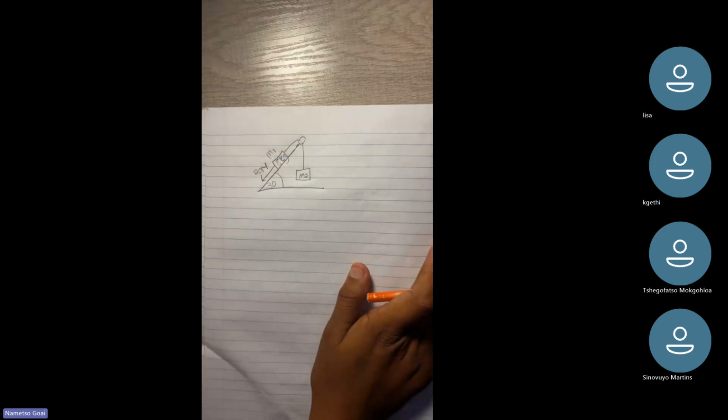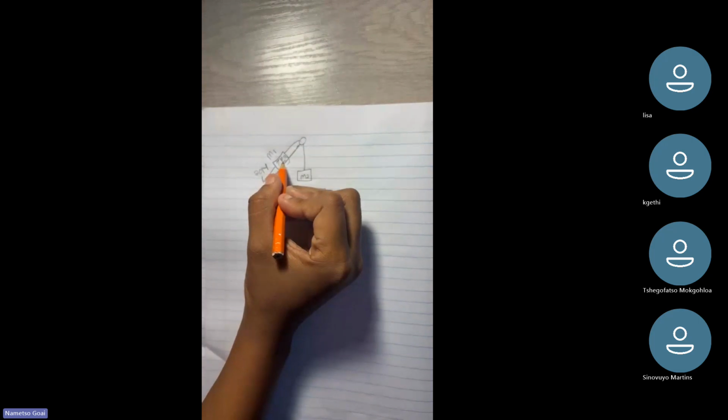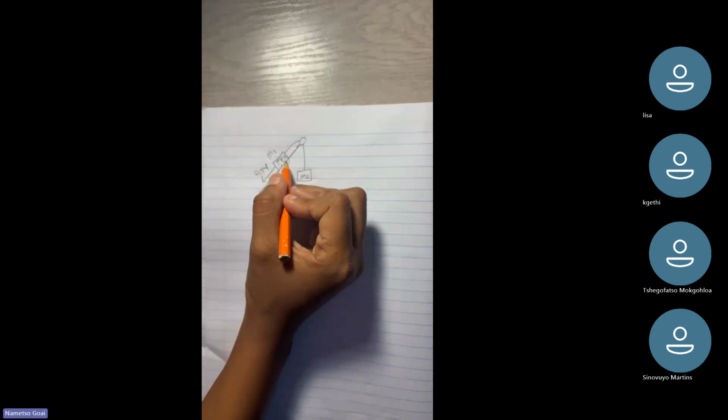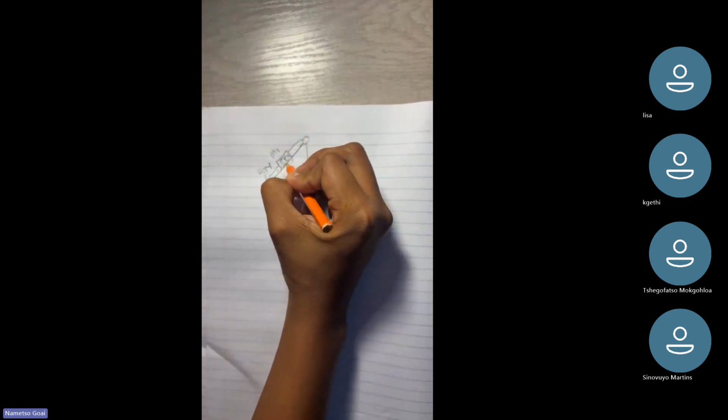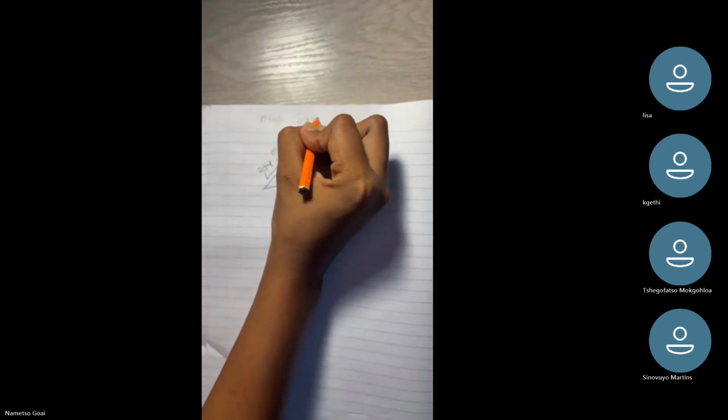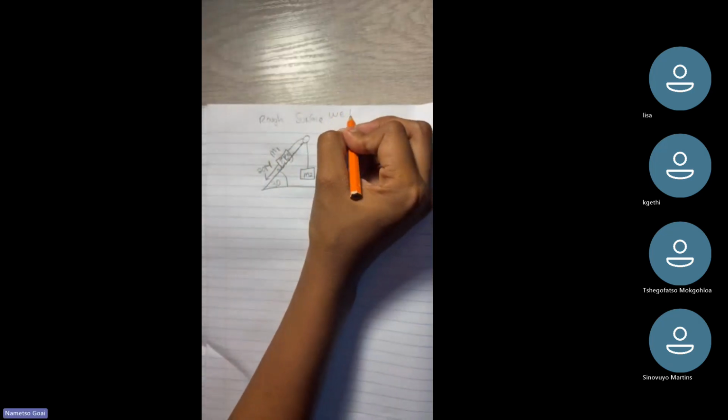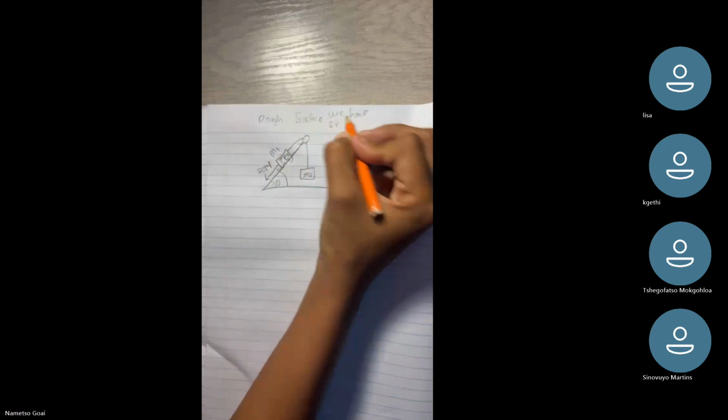Okay, so let's go to the questions. They're saying a block M with mass 8 kilogram on an incline plane with a rough surface. So this is a rough surface. Take note, whenever they mention rough surface, we have friction. That could be like a mental note, ne?